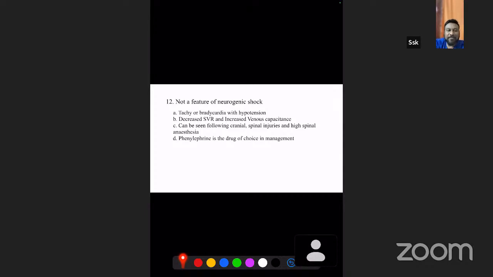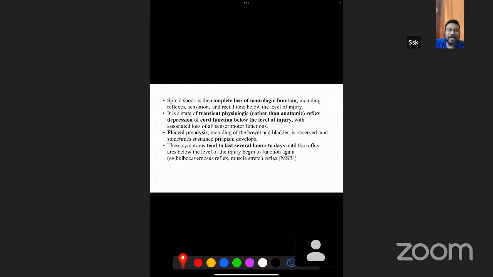Option D, phenylephrine is the drug of choice in management. So the answer here is going to be phenylephrine, because phenylephrine is not useful in managing patients with neurogenic shock. Rather, spinal shock is nothing but complete loss of neurological function, including reflexes, sensation, and rectal tone below the level of injury. So what happens here is it's a transient physiologic reflex depression of the cord function below the level of injury. So all the motor function, sensory function, and reflexes below the level of injury is lost.